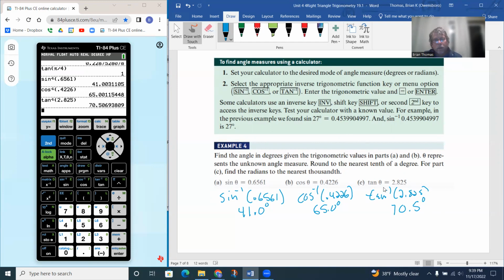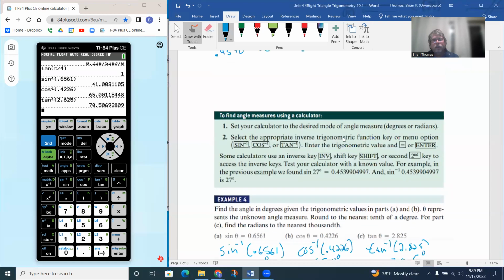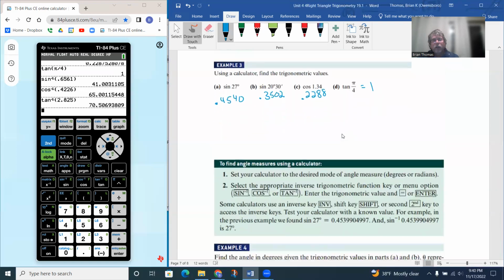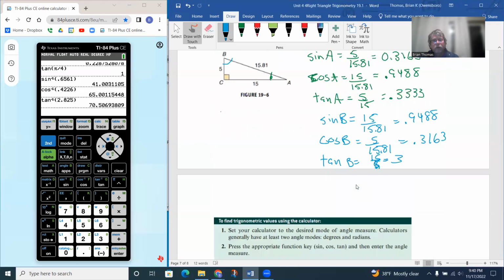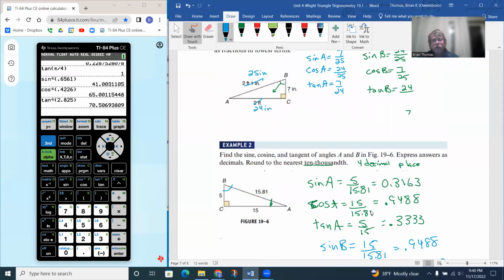So we have a lot of little things we can do here with trig. We can find these ratios and we can find these angles. The goal here is just getting familiar with sine, cosine, and tangent.